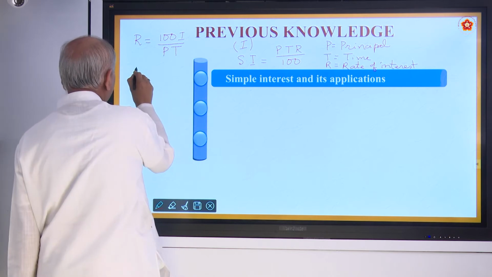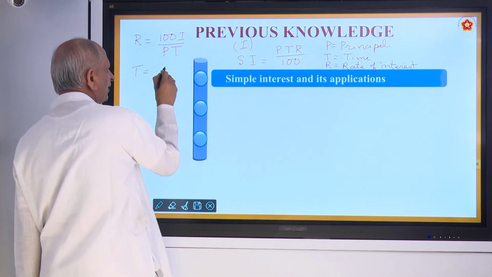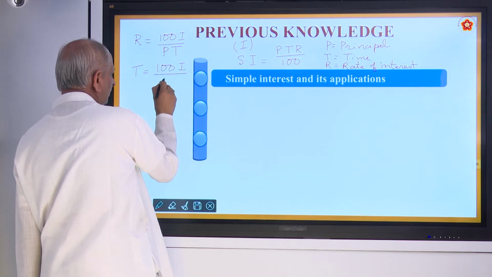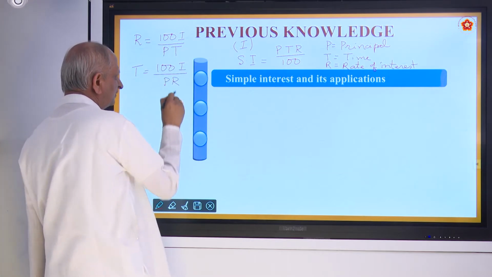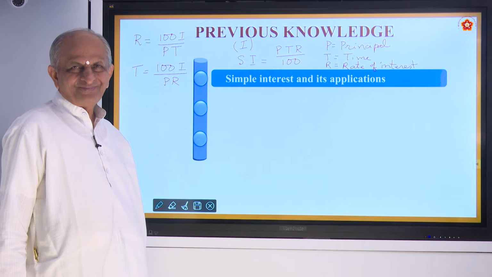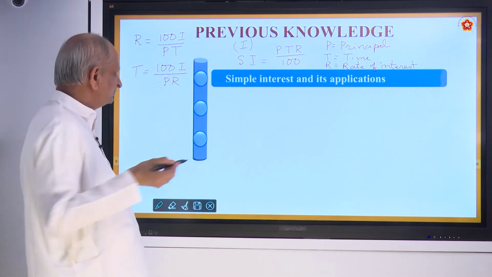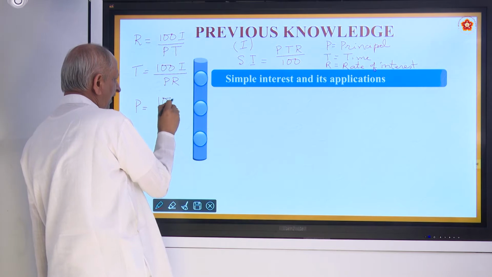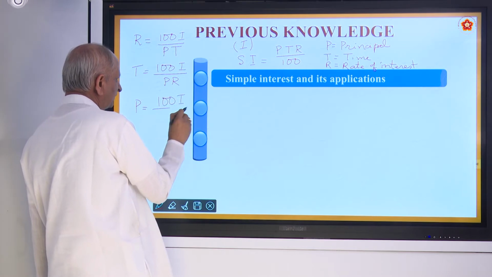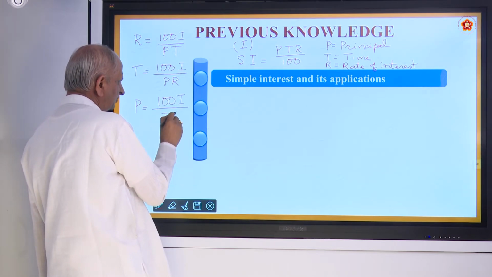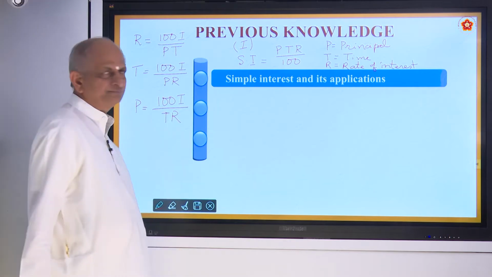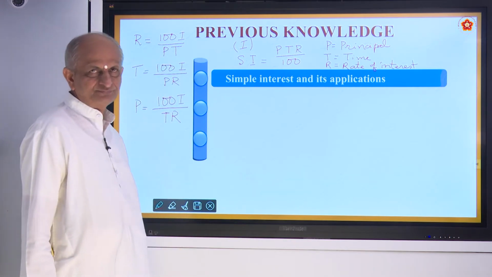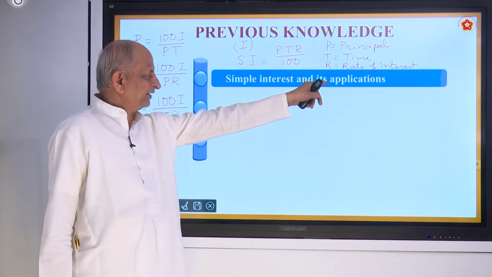Also, if you want to find the time, what will you write? 100 and I in the numerator. The denominator will have P and R. Can you remember? Okay, last one, principal. 100 and I on the numerator. The denominator will have T and R. And rate of interest will be in terms of percent. And this simple interest will be there.